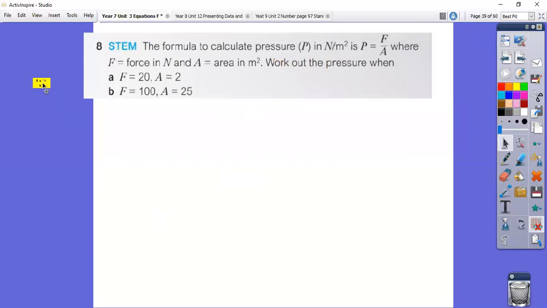Question 8, again, similar, we're just substituting values. So the formula to calculate pressure P in newtons per meter squared is P is F divided by A, where F is the force in newtons and A is the area in meters squared. Work out the pressure P when F is 20 and A is 2. And so again, you stick it into this formula and use your calculator to work out the values.